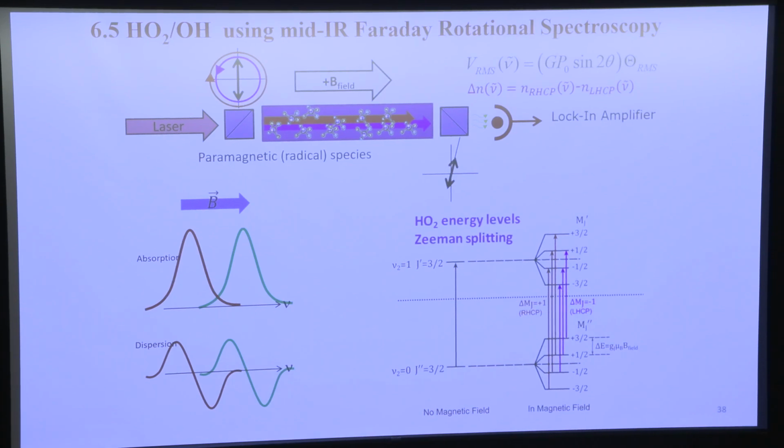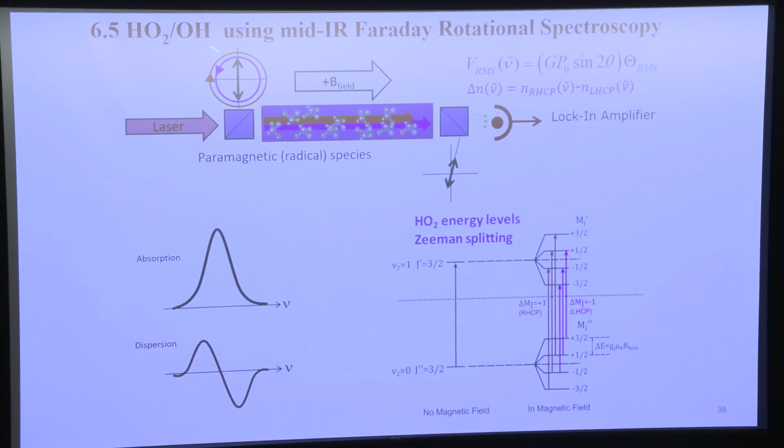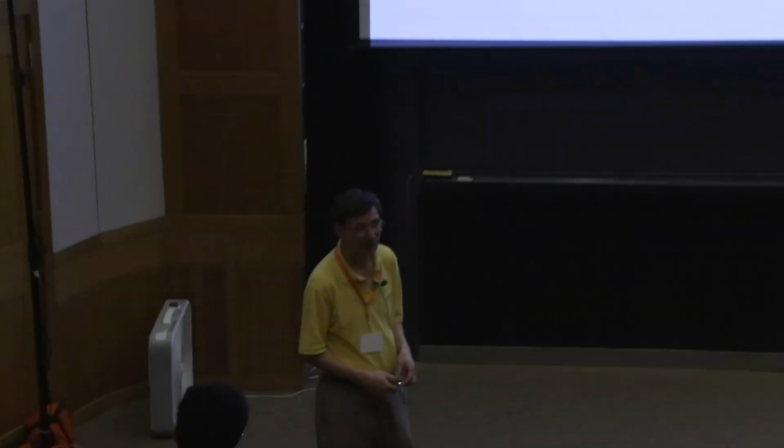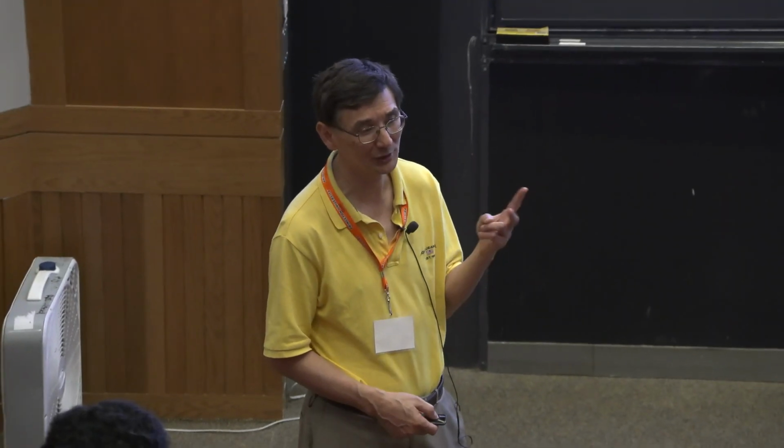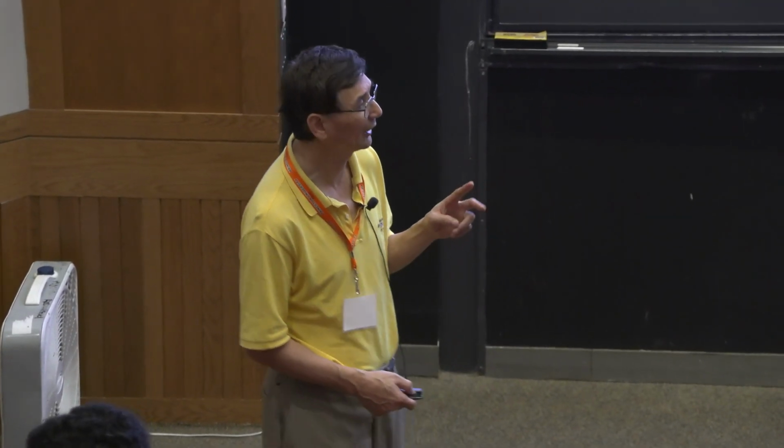So the next thing I'll show you is Faraday rotational spectroscopy. In combustion, one of the very important species is HO2. HO2 radicals are so important, but no one in combustion can quantitatively measure them. There are two approaches: at Stanford, Ron Hanson, and at Lund University, Marcus Aldén.